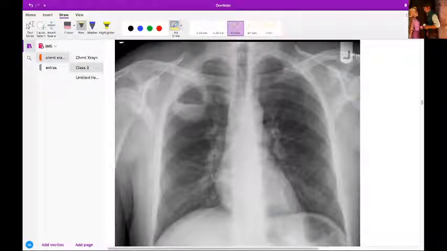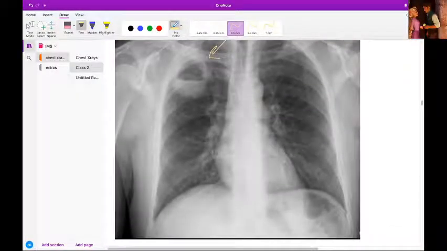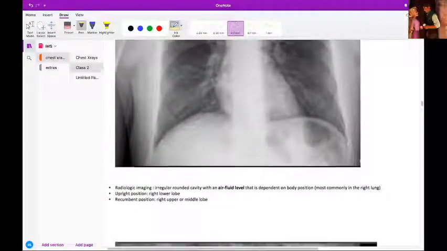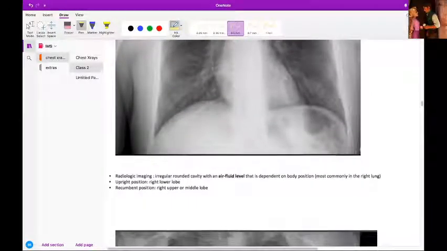Aspiration, yeah. So if there is an aspiration, which lobe is most commonly affected? Yes, right lower lobe. But then why is right upper lobe involved? Suppose this is a lung abscess. If the patient is recumbent, then right upper lobe can also be affected. You guys know that. So in upright position, it's right lower lobe, and it can be right middle or right upper lobe.